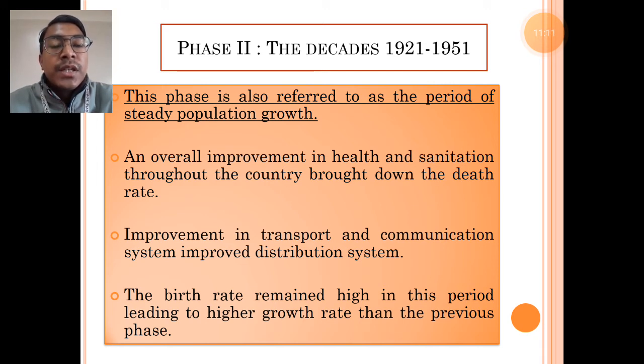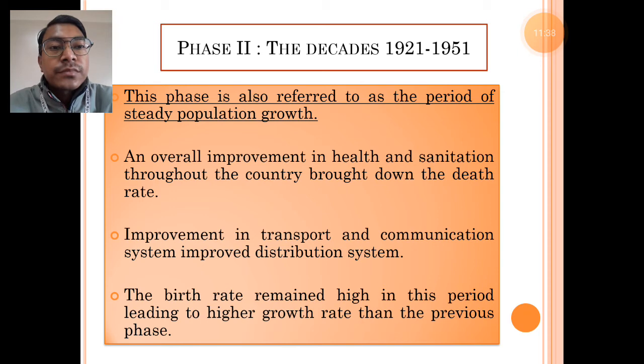So what happened? There was more addition of people because of birth, and the population started increasing rapidly. Apart from this, improvement in transport and communication systems also improved the distribution system. Before, the distribution system was not proper, but now, because of improvement in transport and communication, food grains and other commodities were distributed equally and properly.